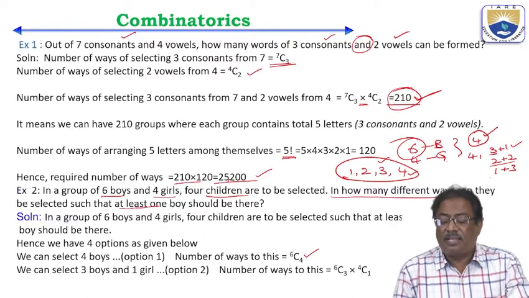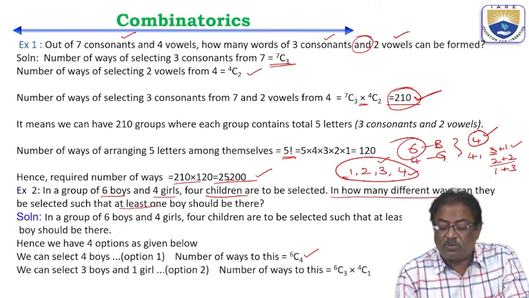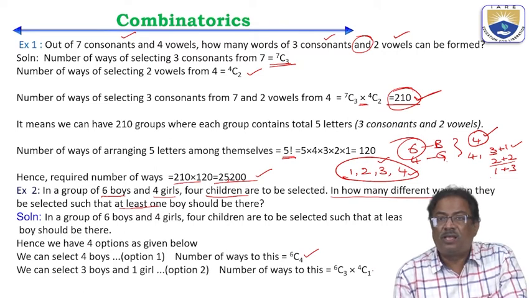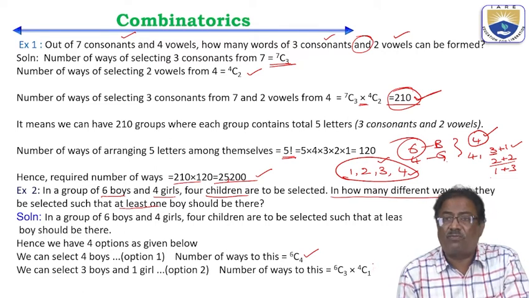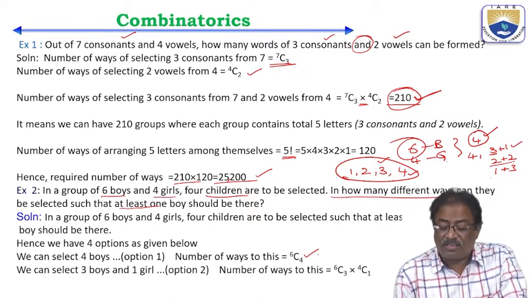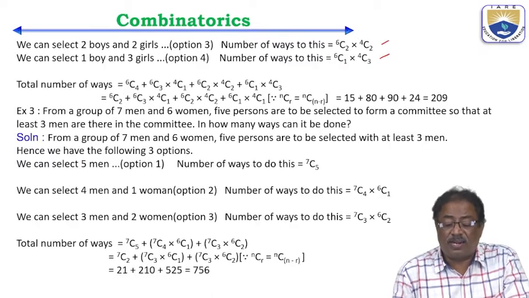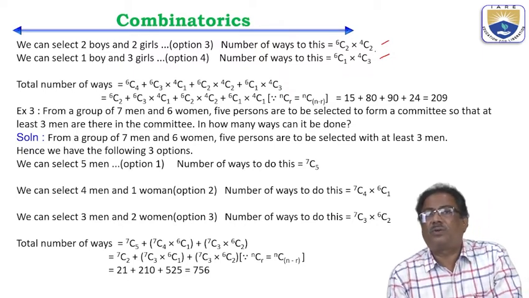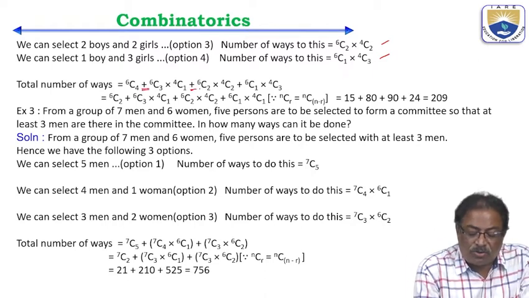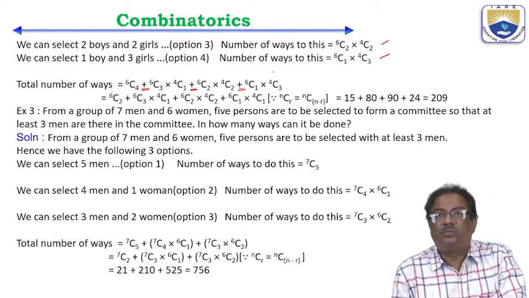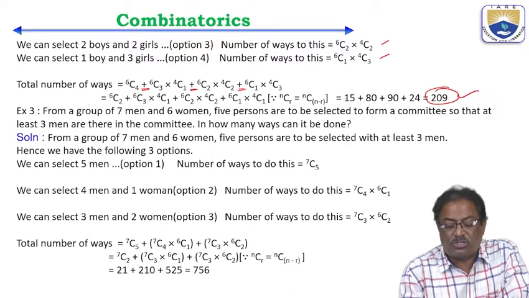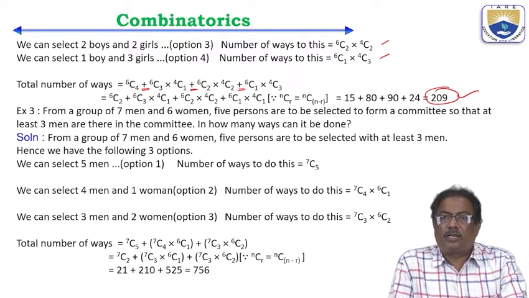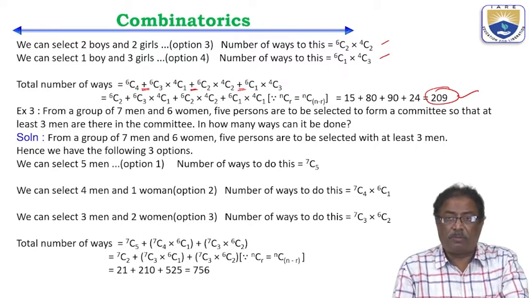So what we are saying is that this is one possibility, this is another possibility, this is another, this is another. There are 4 options, or 4 ways. That means we are going to select the number of ways: 4 boys in these many ways, 3 boys and 1 girl in these many ways, and the next 2 boys and 2 girls, 1 boy and 3 girls like this. What is the total number of ways? We are just going to add all the above. If we add and simplify this, the final value is 209. So like this we are going to solve the problems.